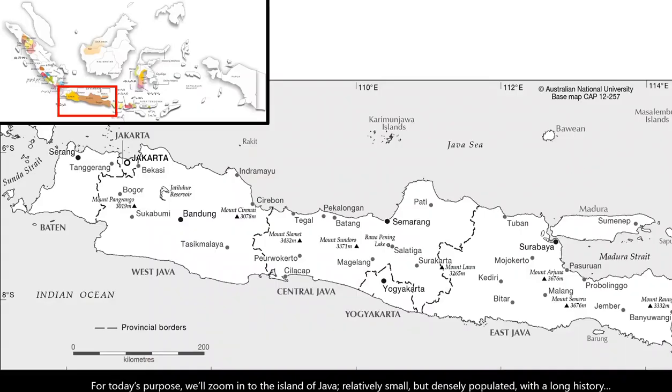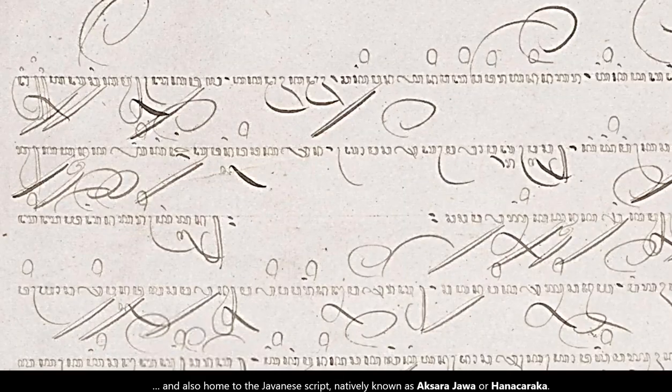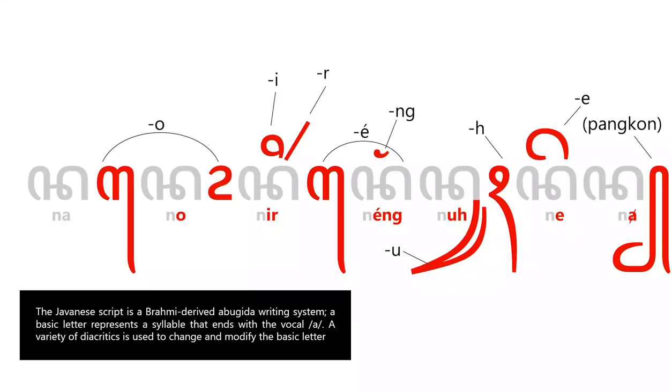Today we're going to zoom in on the island of Java here, south of the equator. It's a relatively small island but densely populated, with a long history and also home to the Javanese script, natively known as Aksara Jawa or Hono Choroko. The Javanese script is a Brahmi-derived writing system. Each letter represents a syllable that ends with the vowel a.